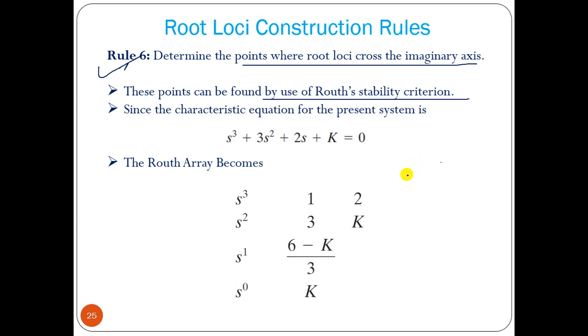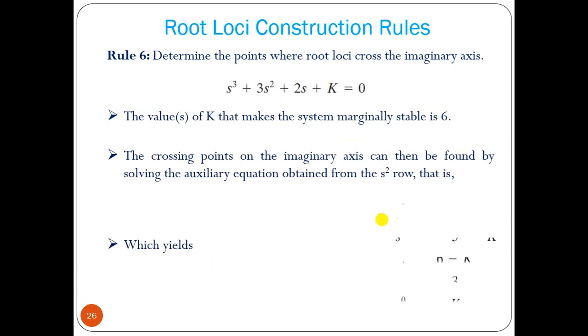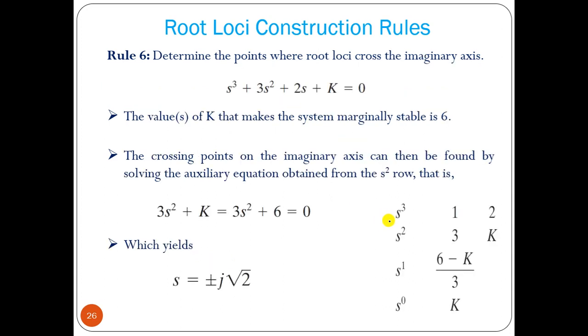These points can be found by using the Routh stability criterion, which we did. We have to find the value of K, make one row zero, and find the auxiliary equation. From that we can find it. This is one method. So what is the K value?